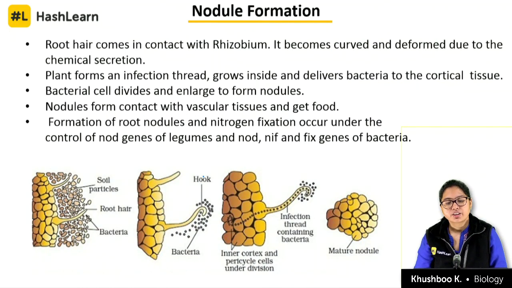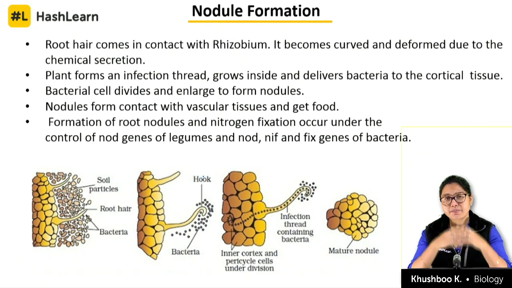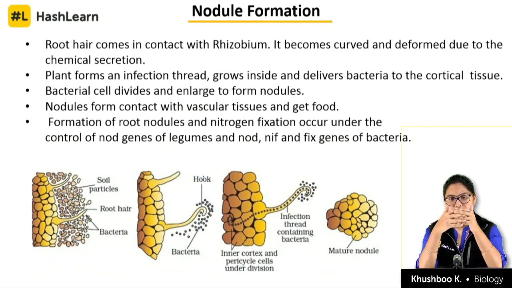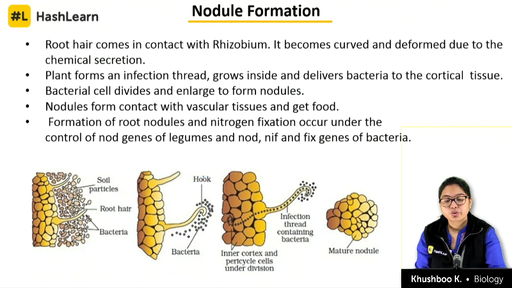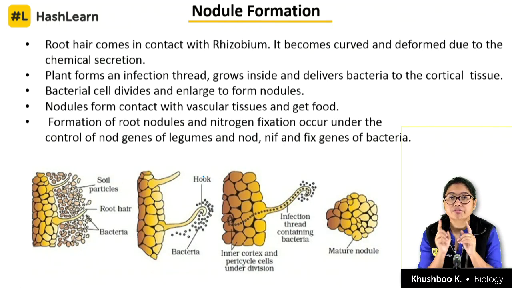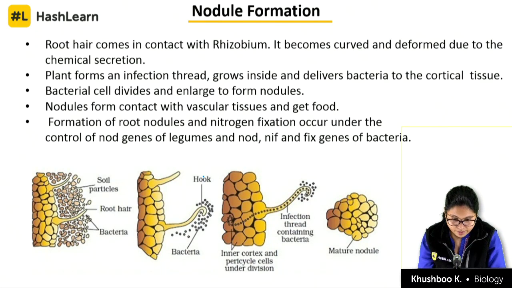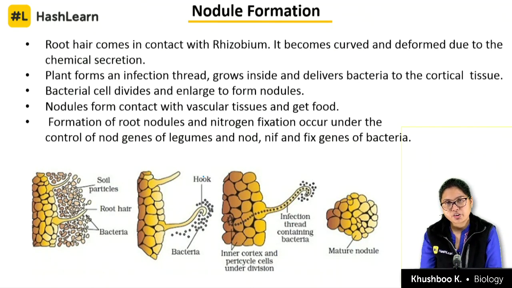Now we are into the nodule formation. This biological nitrogen fixation, we were talking about the free living, asymbiotic and symbiotic. So nodule formation is in the case of symbiotic bacteria, and specifically we are going to talk about Rhizobium. That means we are talking about the symbiotic association between Rhizobium and the roots of leguminous plants.